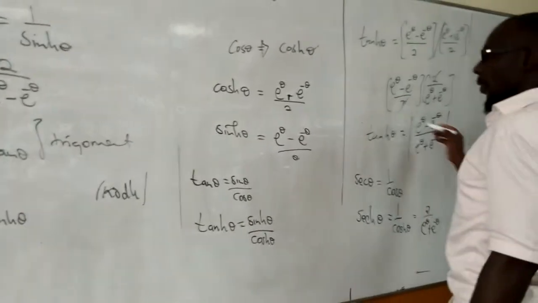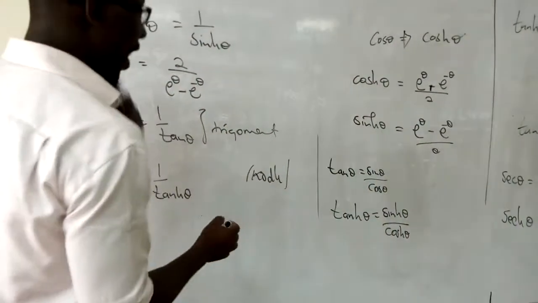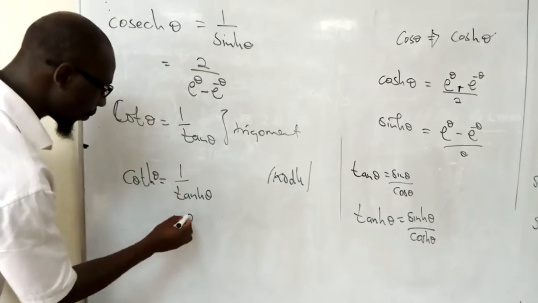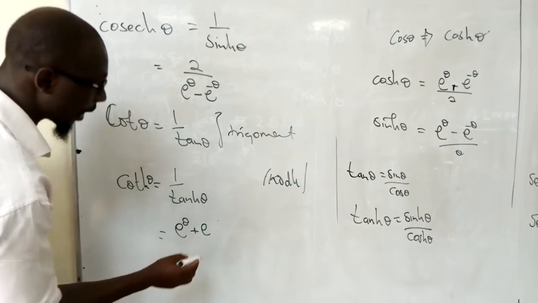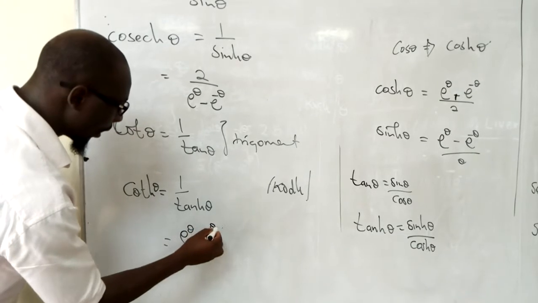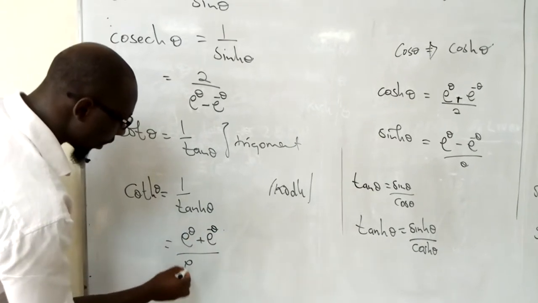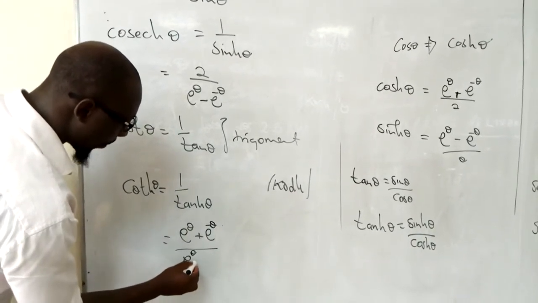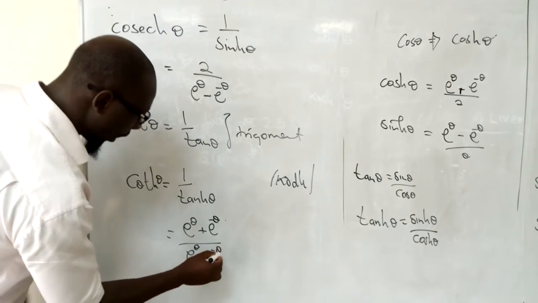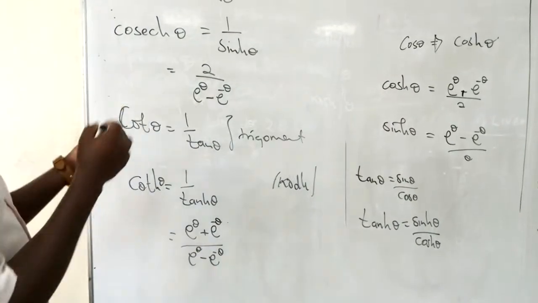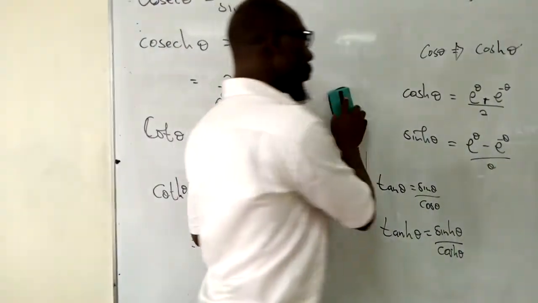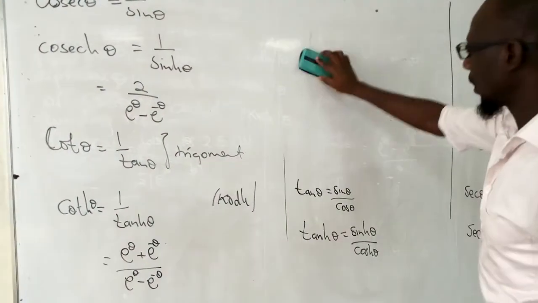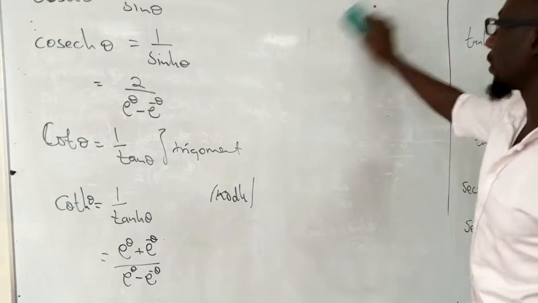The inverse of this one shall be exponential of theta plus exponential of negative theta over exponential of theta minus exponential of negative theta. This and that one are inverse. So from trigonometry, we proved the first trigonometric identity.